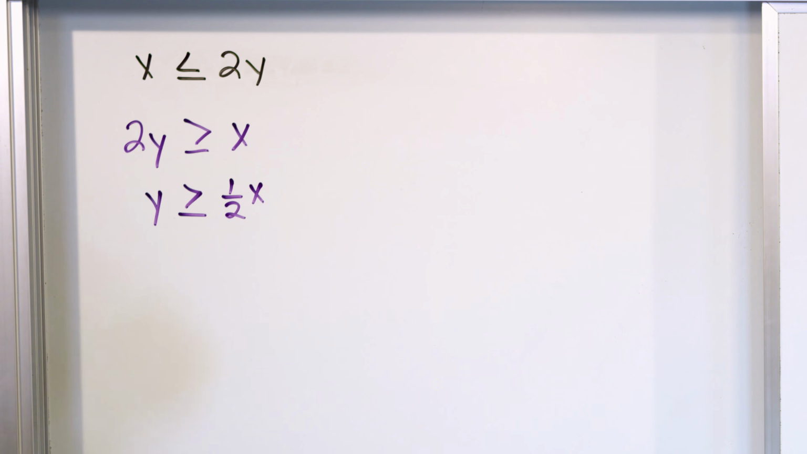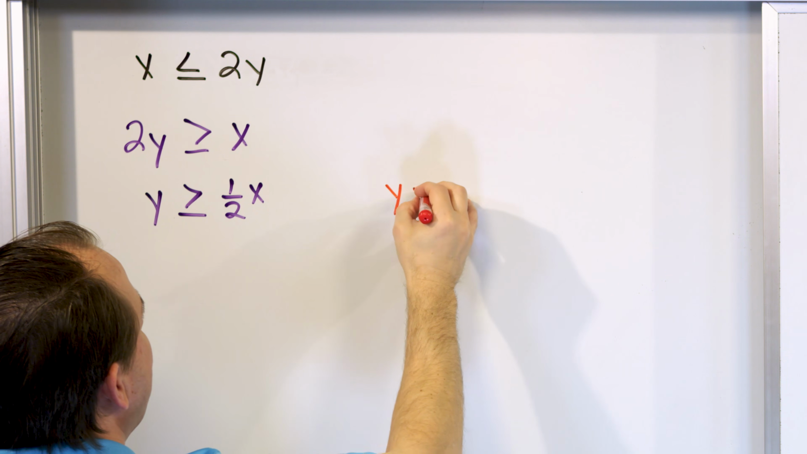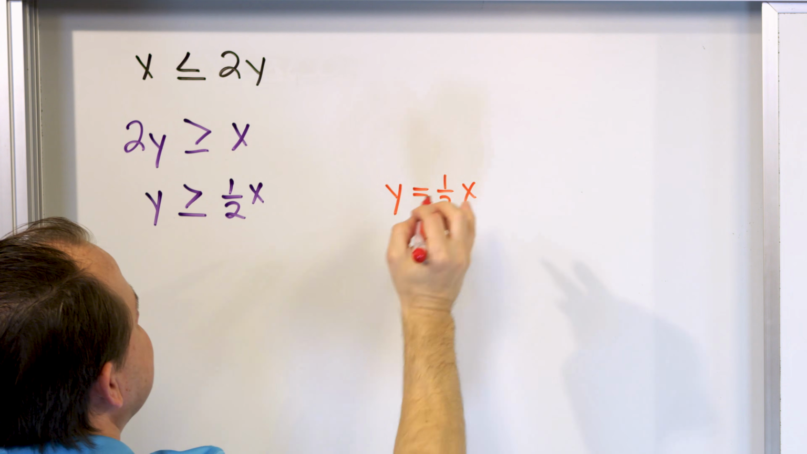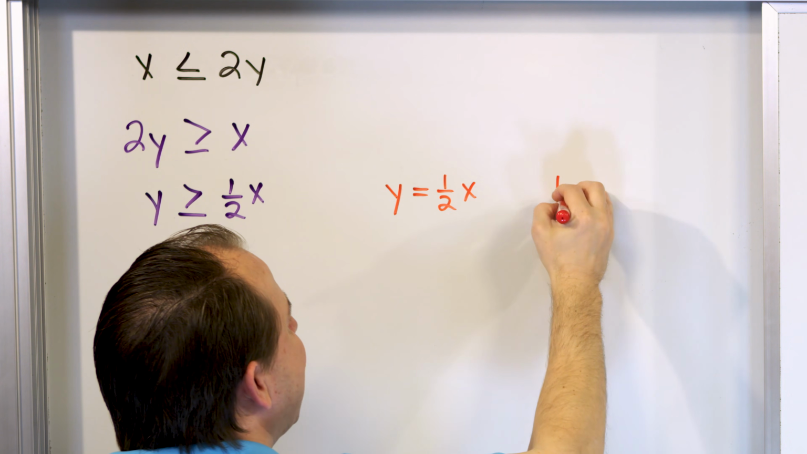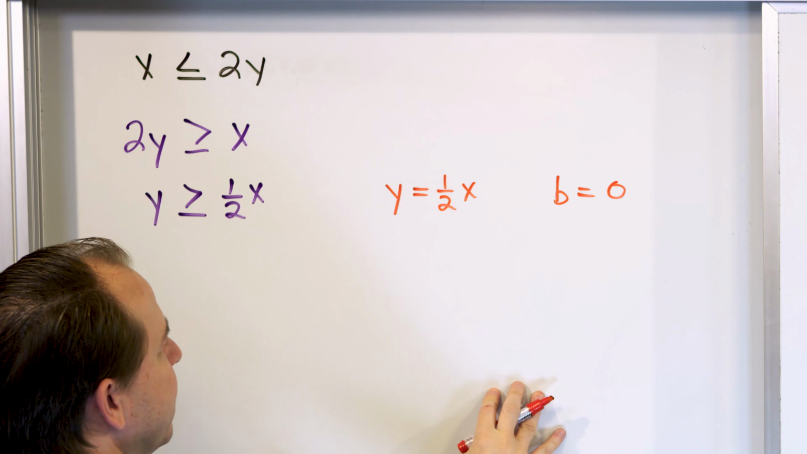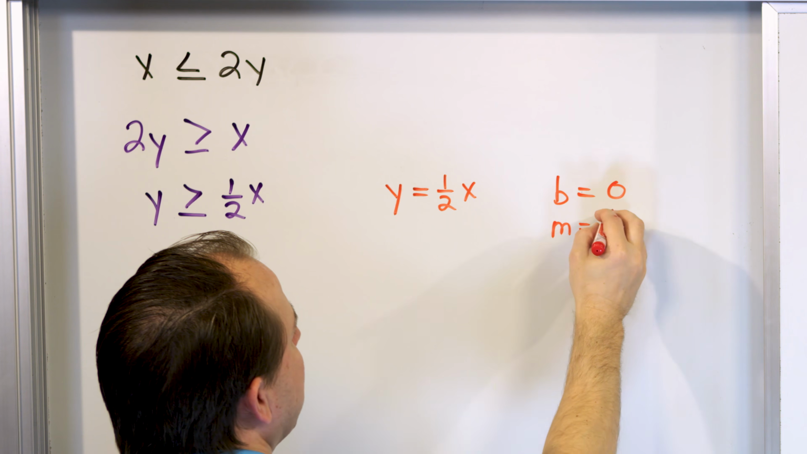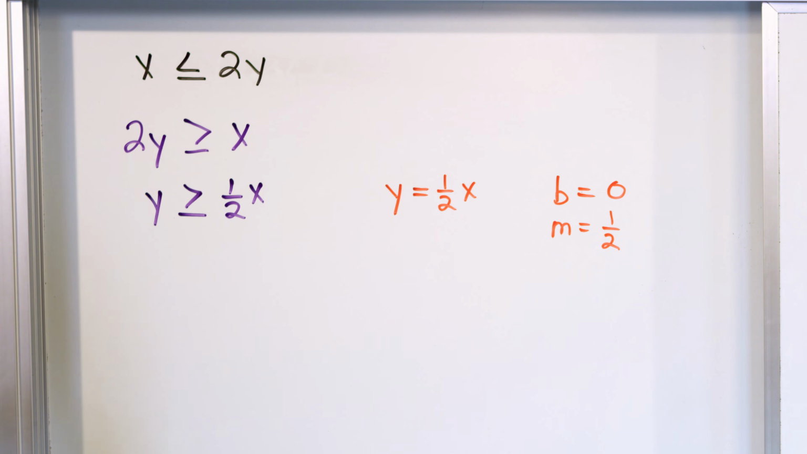Now you don't have to do this next step now that we've done it a few times, but basically you need to pretend that this is a line. So you say y is equal to 1/2 times x. If you have y is equal to 1/2 x, then you know that the y-intercept, because it's mx plus b and there's nothing here, is 0, and the slope is 1/2, which means rise is 1 and run is 2.